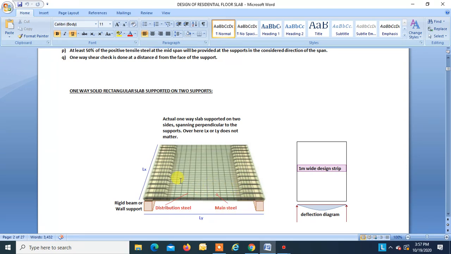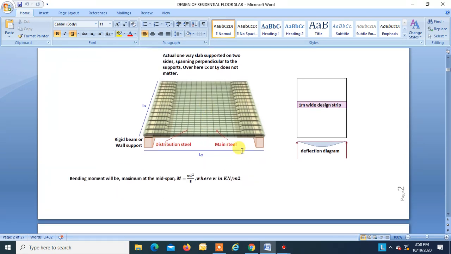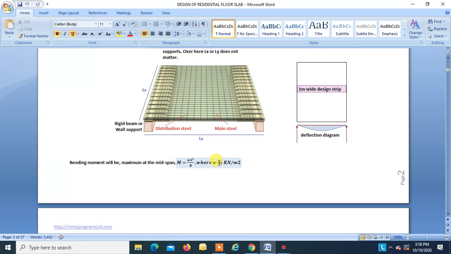So this is the main steel. 50% of this main steel has to be provided on support. That is what the code says, at least 50%. Now this slab is designed for a moment. M is equal to WL square by 8, where L is this span. It may be Ly or Lx. So that is L, and W is in kilonewton per meter square.